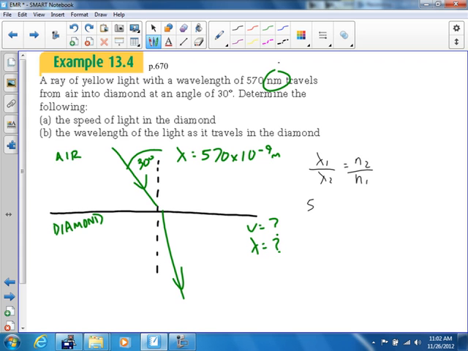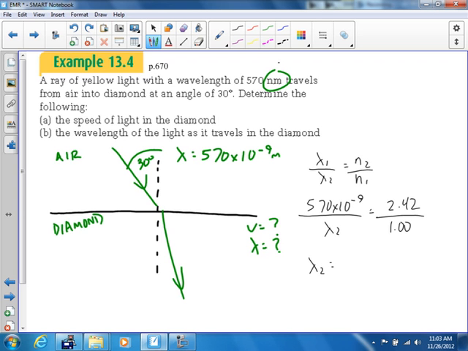Lambda 1, which is 570 times 10 to the minus 9, over lambda 2 equals N2, diamond, which was 2.42, over N1, air, which they said was 1.00003 or something like that. We're just going to call it 1.00 because that's the way it appears on our data sheet. Let's find lambda 2.